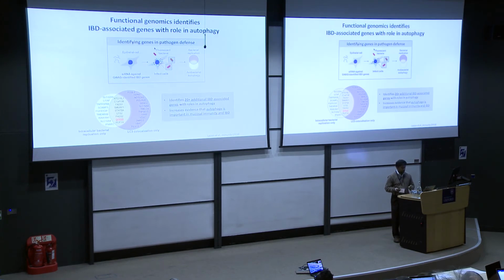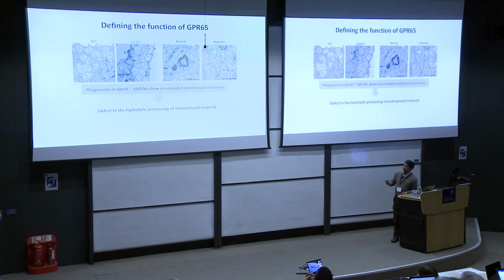The next experiment we did was we took all the genes within the 200 plus loci and asked, are there additional autophagy genes that could be present in the loci that have not, up to that point, been implicated in autophagy? Without going into a lot of detail, we've gone on to identify something like 20 additional genes within the IBD risk loci that are associated with autophagy, now making a strong case that autophagy is an important process in mucosal immunity.